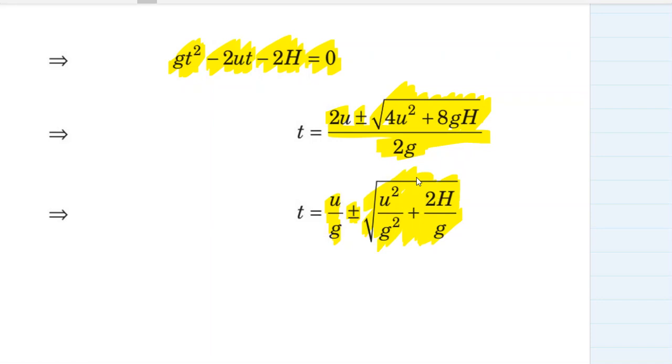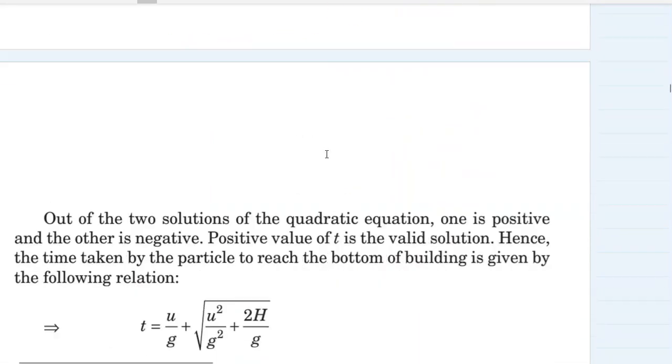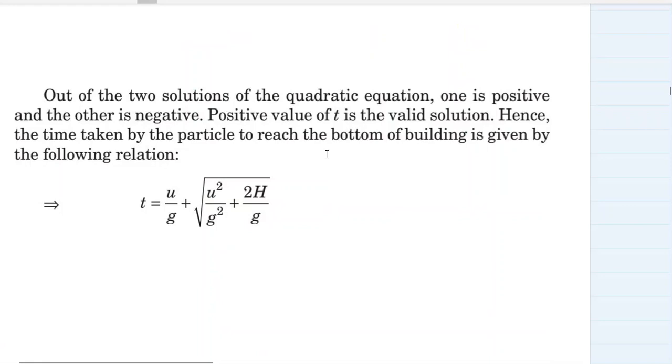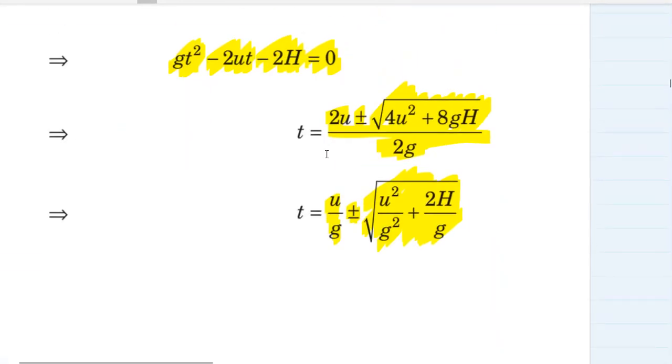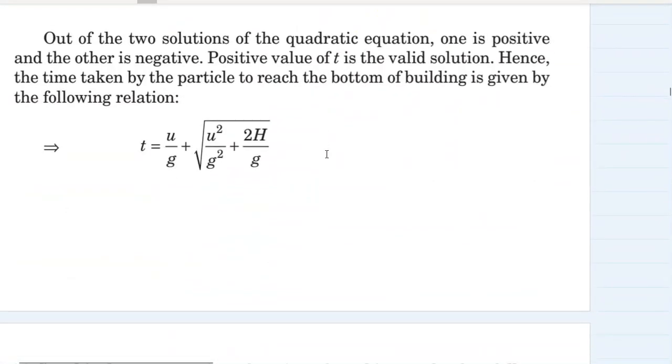Now from this, there are two values: u/g + √(u²/g² + 2h/g), and u/g − √(u²/g² + 2h/g). So what we do is, we select only the positive value. One value is positive, one is negative, so we select only the positive value which bears the plus sign.